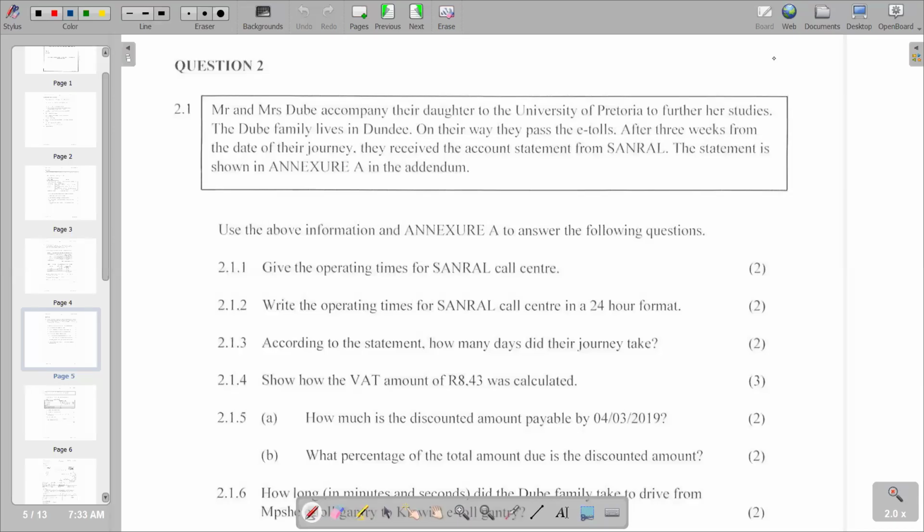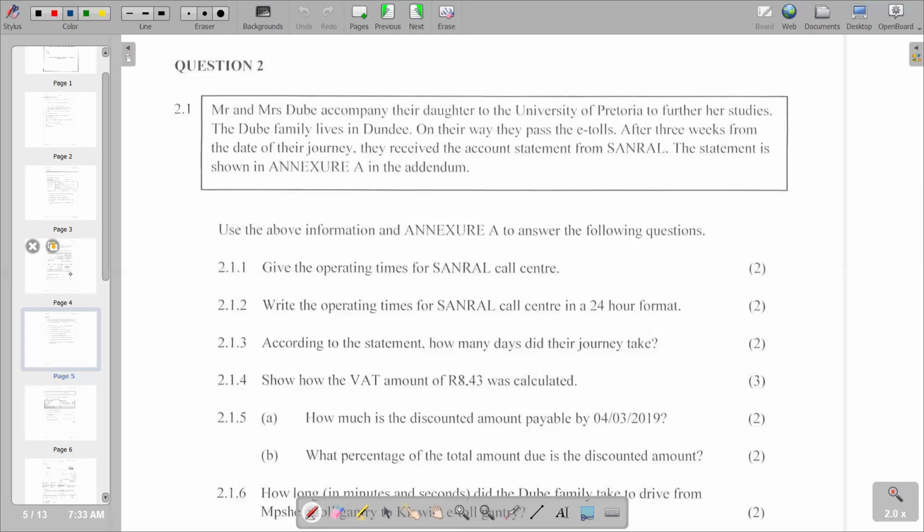We're moving on to our question 2. Our question 2 reads, Mr and Mrs Dube accompany their daughter to the University of Pretoria to further her studies. The Dube family lives in Dundee. On their way, they pass the e-tolls. After 3 weeks from the date of their journey, they received the account statement from Sanral. The statement is shown in Annexure A in the addendum. Use the above information and Annexure A to answer the following questions.